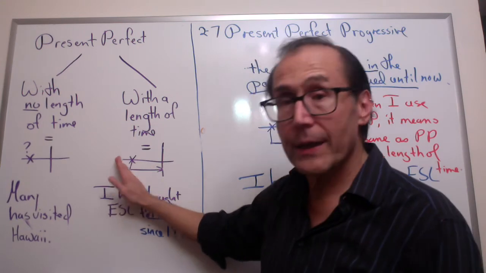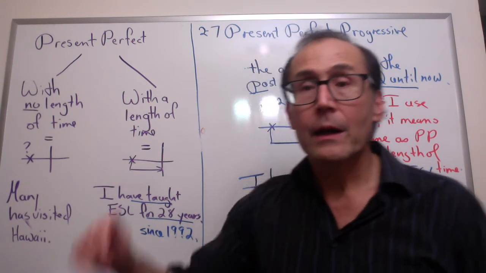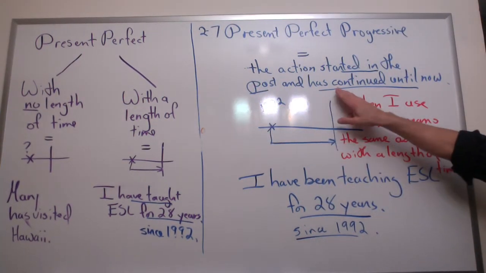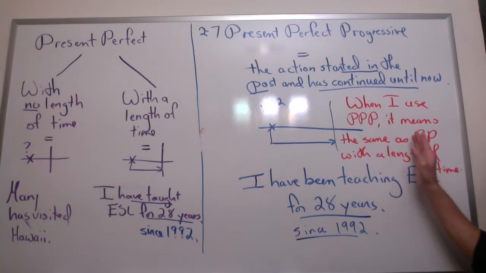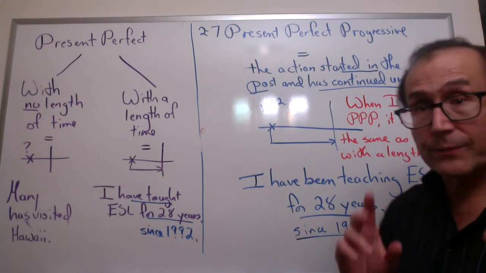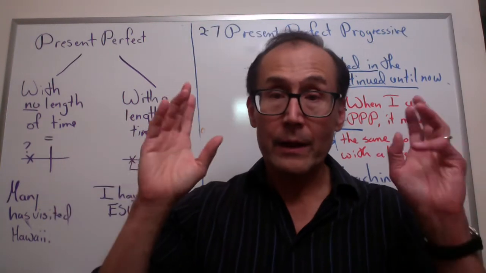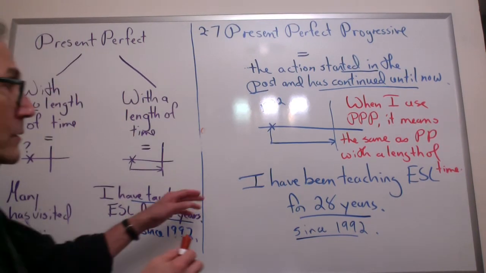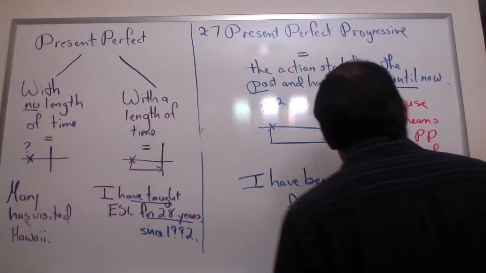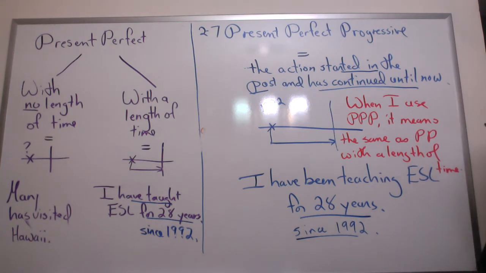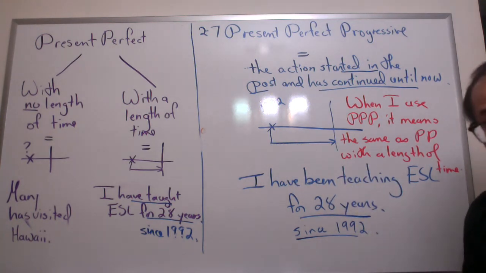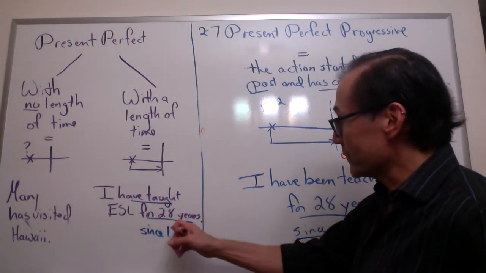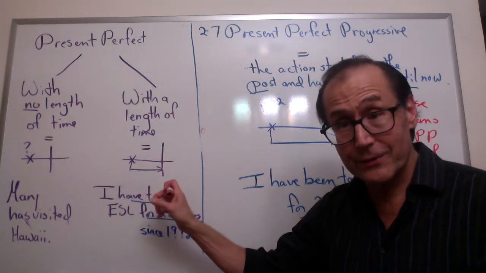It means it started in the past and it has continued until now. Present perfect with a length of time always means the same thing. It always means the action started in the past and has continued until now. Okay? So that's one important difference. Now, let's talk about that a little bit more. So, if I say, I have been teaching ESL for 28 years, it means it started in the past and continues until now. If I say, I have taught ESL for 28 years, it means it started in the past, continues until now.